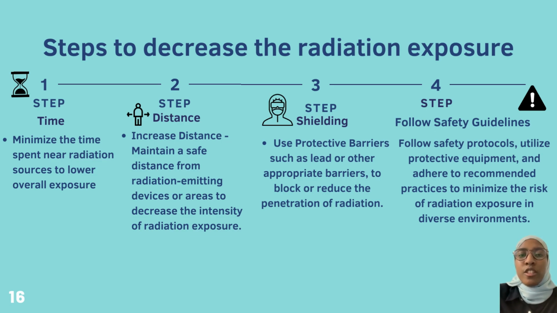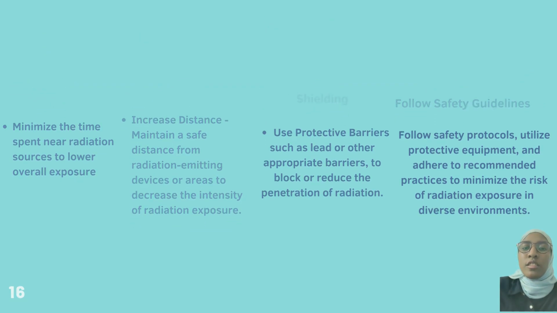The third one is shielding. We need to use protective barriers such as lead or any other appropriate barriers to block or reduce the penetration of the radiation. The last one is follow safety guidelines. By following the safety guideline protocols, using protective equipment, and a lot of things we need to follow for the safety guideline.